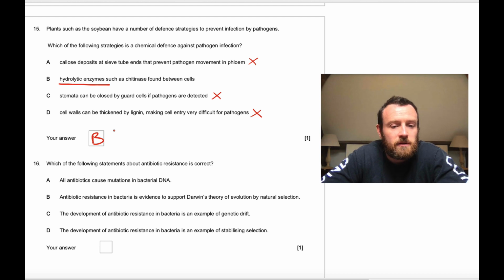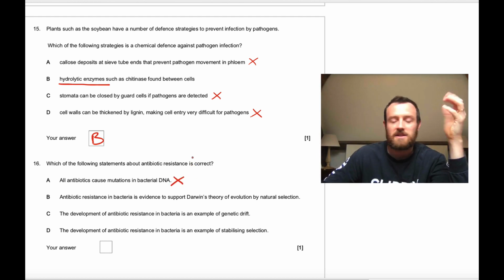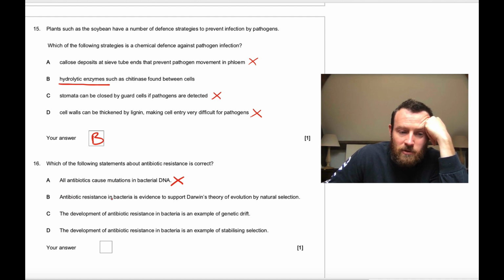All right, 16. Which of the following statements about antibiotic resistance is correct? No, okay. All antibiotics cause mutations in bacterial DNA. No, they don't cause them. It's a selective pressure thing. Antibiotic resistance in bacteria is evidence to, yeah, that's true.